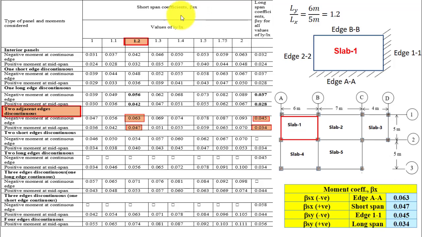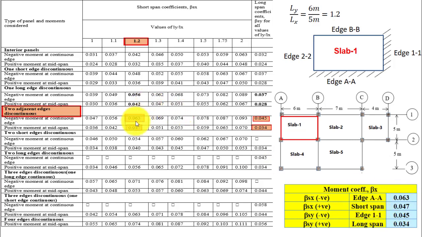Here in the column there is shorter span coefficient beta sx. This value depends on Ly divided by Lx. Let us calculate Ly by Lx for slab 1. Ly is 6 meter, Lx is 5 meter, and therefore the ratio is 1.2. Therefore, we come to this 1.2 line. We will take this column and read the value from here. Beta sx negative and positive, which means negative moment at continuous edge and positive moment at mid span, equals 0.063 and 0.047.